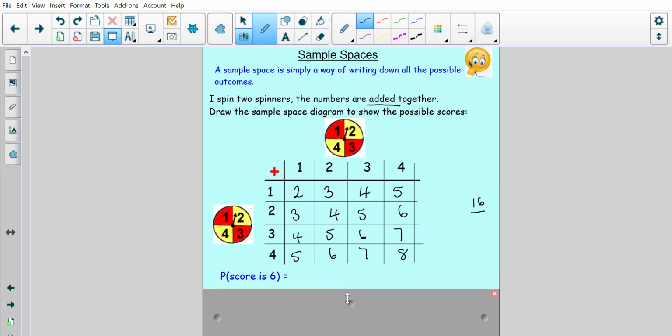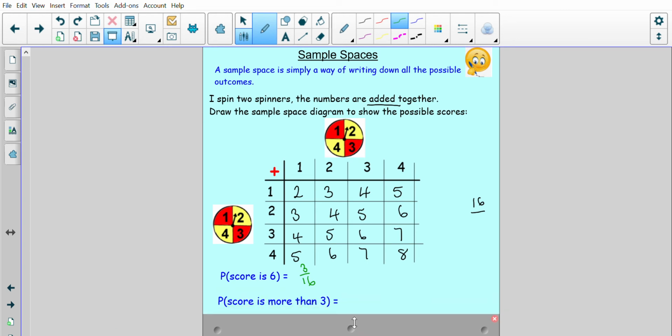So let's see about working out some probabilities here. The probability that the score is 6. It's often useful just to highlight. Let's see if we can get that in a different colour. So there are my 6s in my table, a score of 6. I can see that I've got 3 of them. So my probability is going to be 3 out of the total of 16. And I'm just going to get rid of that green so that we can use the table again for the next question.